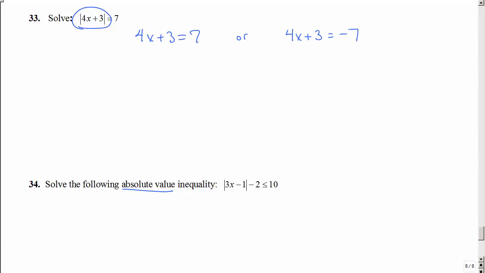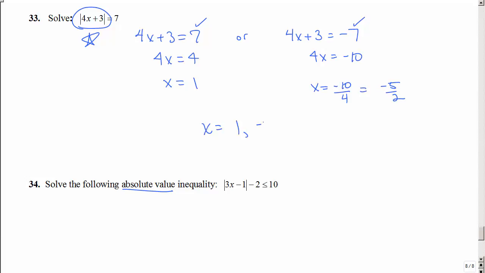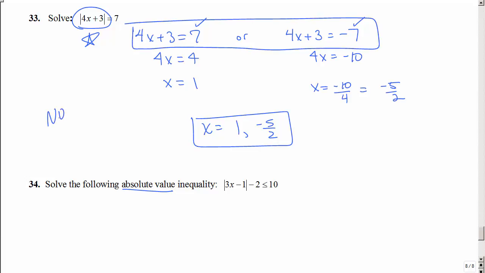Now you just solve those two equations. So the hard part about it is just knowing that you need two equations. One equal to the positive, one equal to the negative. That's it. So here I'm going to subtract 3 and divide by 4. Here I'm going to subtract 3 and divide by 4, and in this case I need to reduce the fraction. So my answers are 1 and -5/2. Again, if you do not have two equations, you get no credit. So be careful. It's easy.